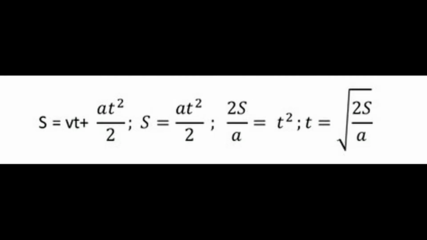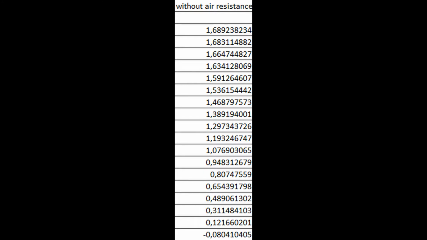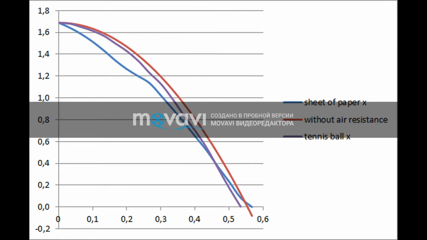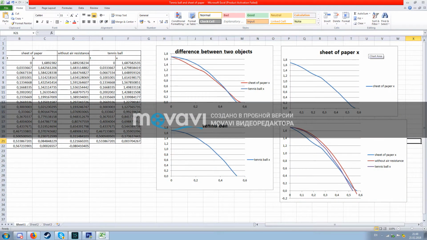The formula, which you can see now, helped me to calculate the objects' fall without air resistance force. Using this formula, I found out the objects' movement. As you can see, in the situation with both objects, movement without air resistance force will be identical. Now you can see my work in Microsoft Excel.